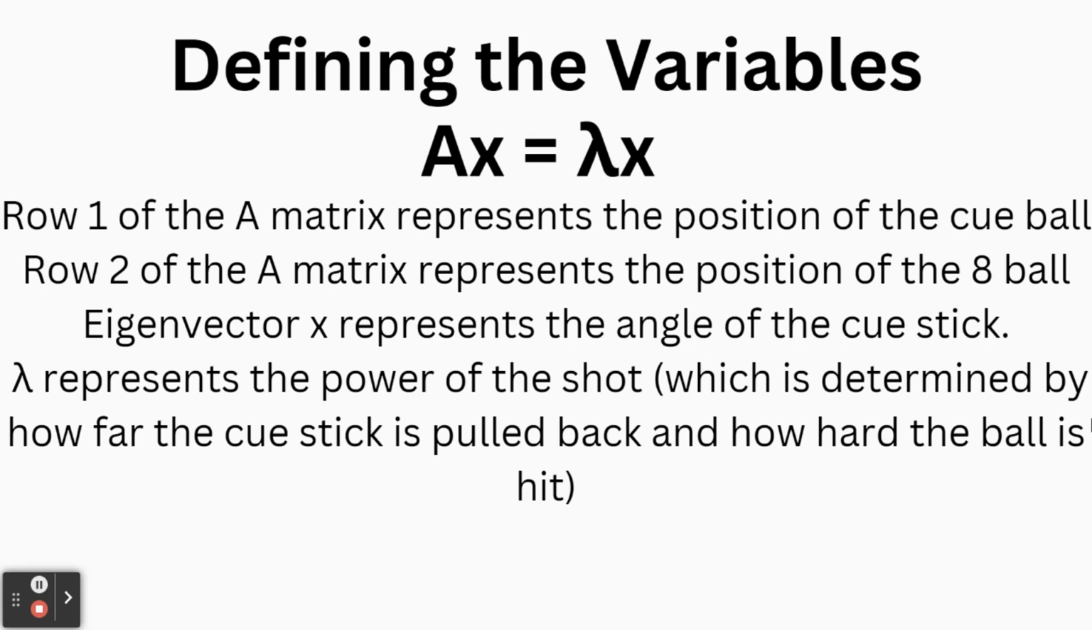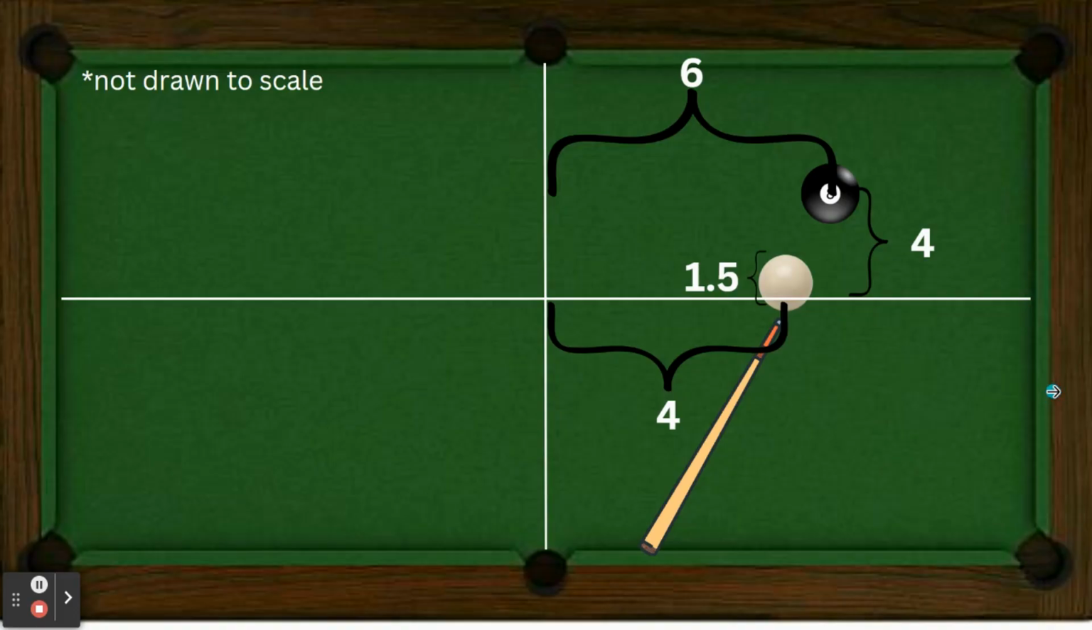The eigenvector is represented by the angle of the cue stick, and our eigenvalue is represented by the power of the shot, and that's determined by how far the cue stick is pulled back and how hard the ball is hit. So this is a visual representation of the shot.